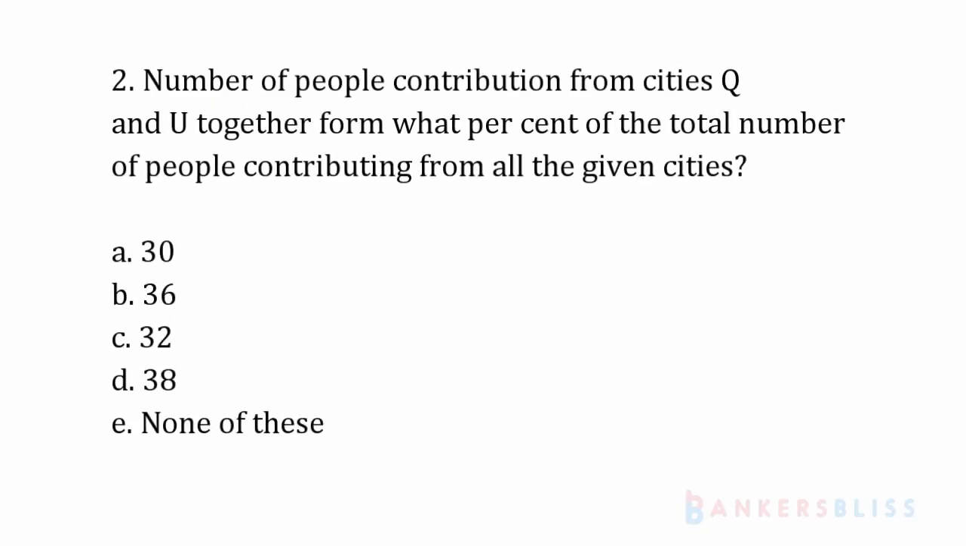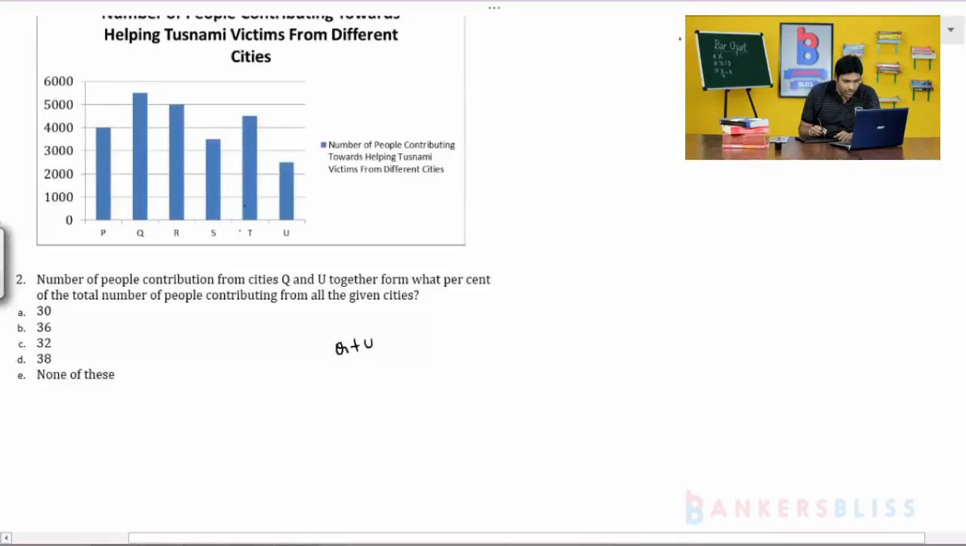The number of people contributing from cities Q and U together form what percent of the total number of people contributing from all the given cities? So you have to calculate Q plus U divided by the total of all the cities. So Q, how much does it form? In the chart they have given it is 5500, and U is 2500. So altogether how much are you going to get?